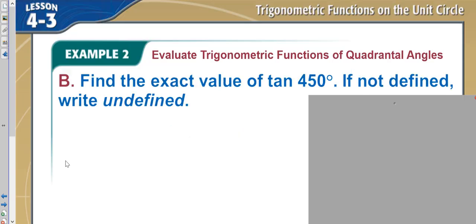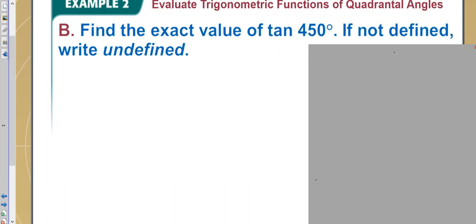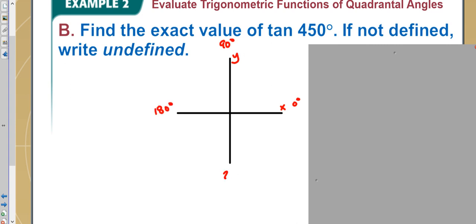So let's try another one. Here it says tangent of 450 degrees. So this time it's in degrees, not radians. And so let's think about this. In terms of the x and y axis, this y is at 90 degrees up here. This is where we start, so it would be 0 degrees. So that's 90, this would be 180, this is 270. And it'll bring us all the way around, and it'll be a total of 360.